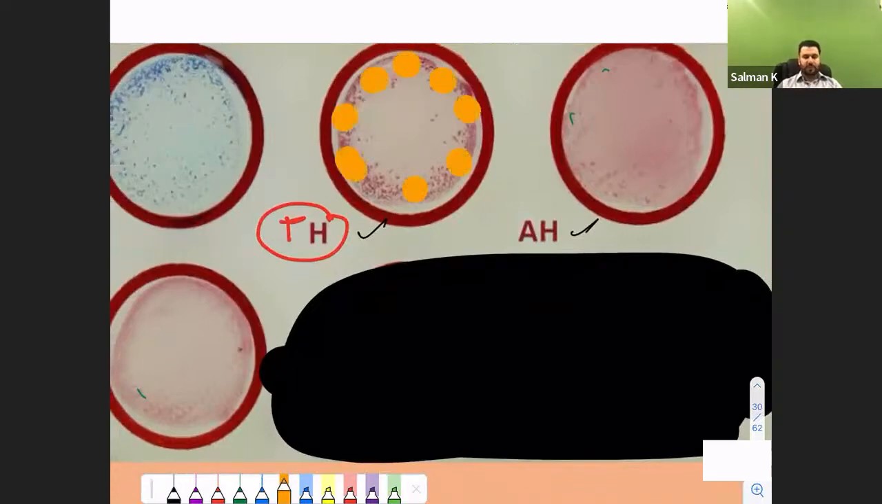That means, which is this test tube? TH. So now what you should say, first you saw the clumps here, and now you saw the clumps here. Since antibodies are present in both of them, that's why the clumps have formed. So you should say the person has typhoid from Salmonella typhi. TH means Salmonella typhi. On the other hand, if you would have seen the clumps over here, you should have said the person has paratyphi A infection.